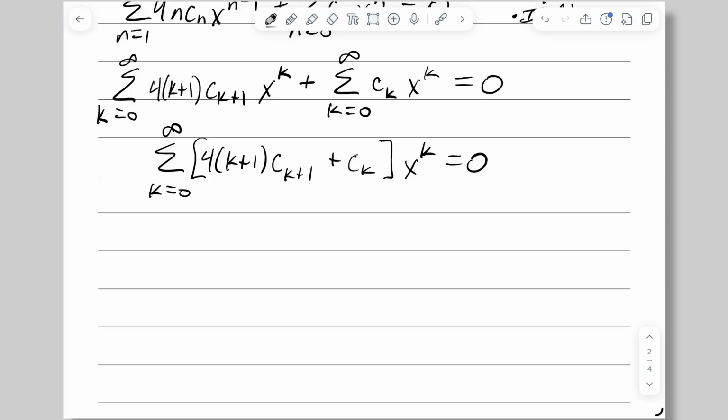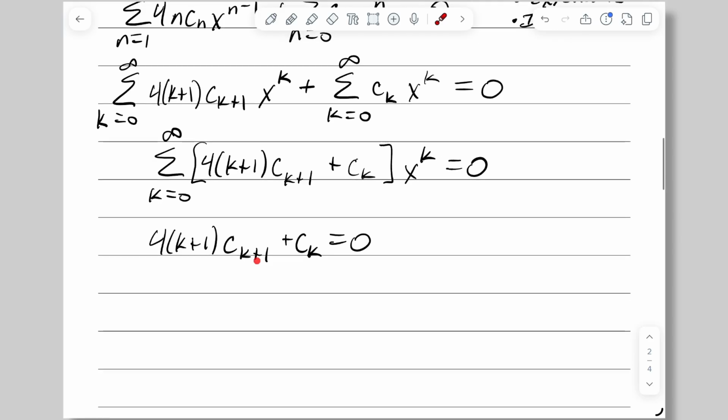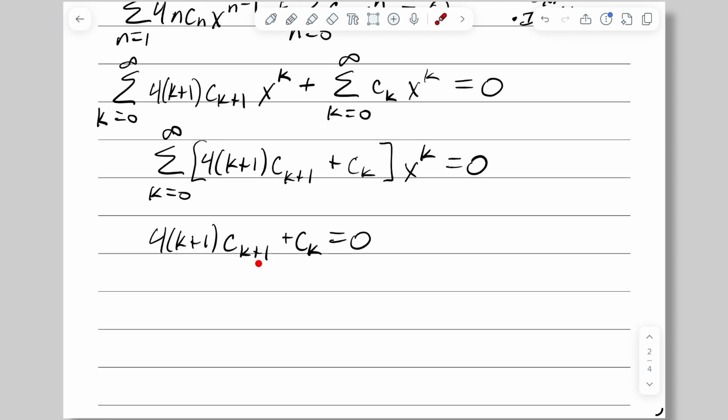We can now go directly to 4 times the quantity k plus 1 times c sub k plus 1 plus c sub k is equal to 0. That's how I can express that all the coefficients are 0. At this point, what we have is a relationship between c sub k plus 1 and c sub k.